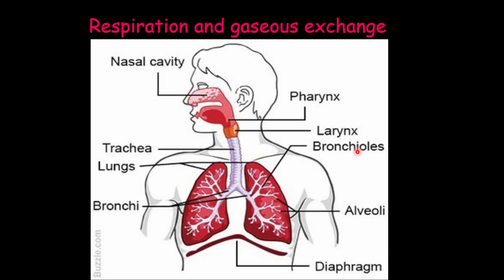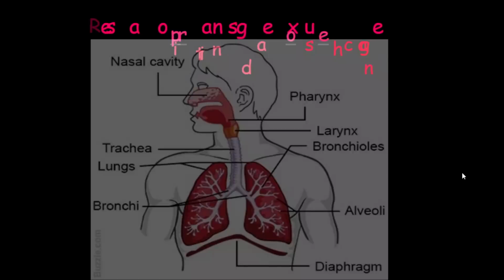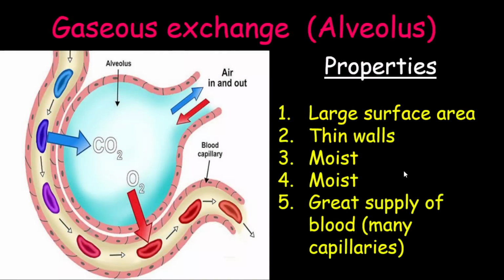And at the ends of the bronchioles, we have the alveoli. Those are small sac-like structures. And below the lungs, we have a muscle called the diaphragm. That's very important in breathing. It helps in breathing. Very, very important. All right, next thing on the agenda is gaseous exchange, real quick.